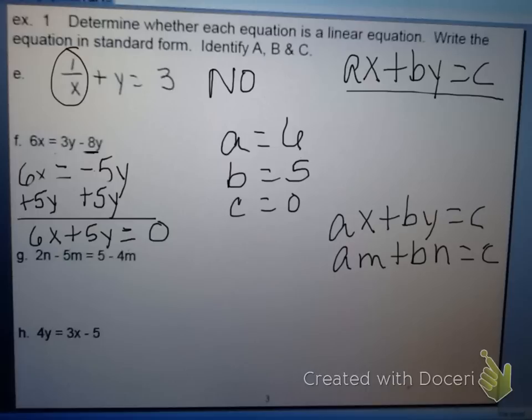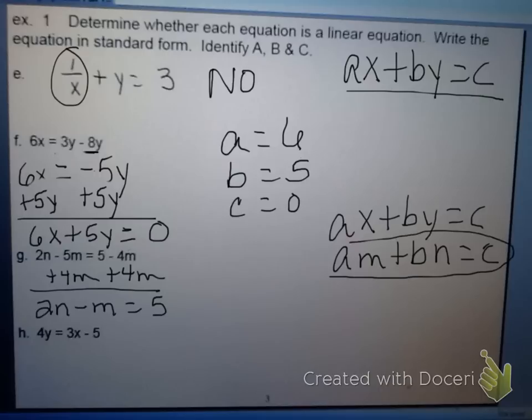So that would be the standard form. So in this case, we would need to add the 4M to get it over with the negative 5M. So that's 2N minus M is equal to 5. Now, again, we have to get it where the M is first. That would be standard form. So I'm going to rewrite it to say negative M plus 2N is equal to 5.